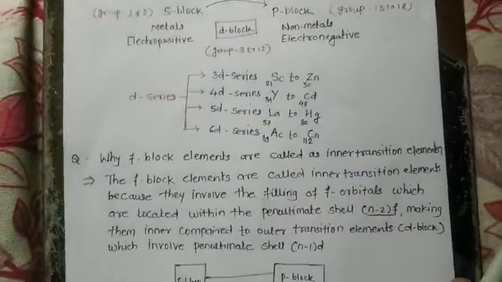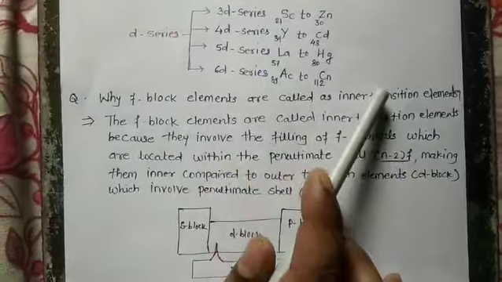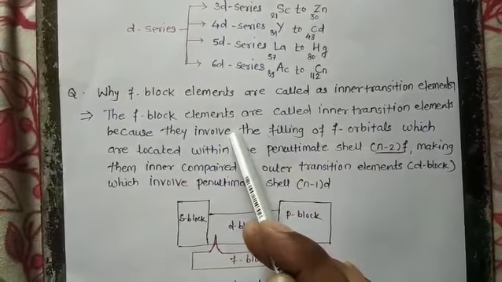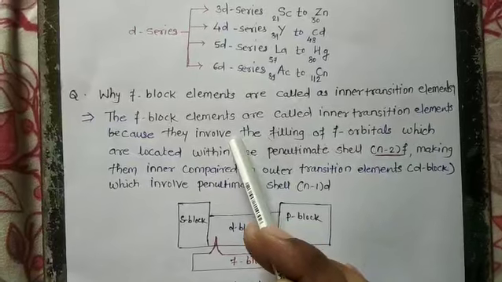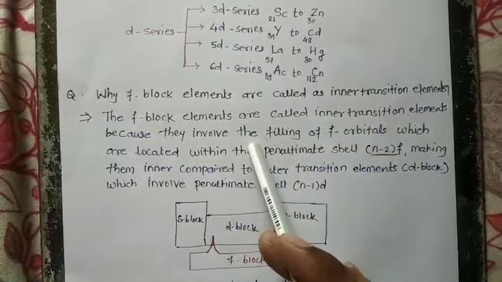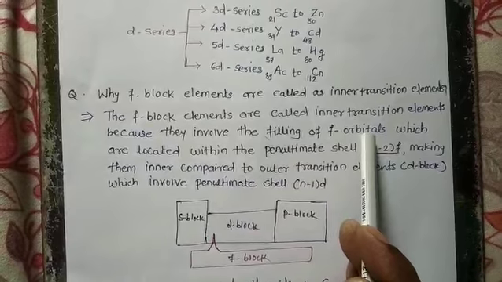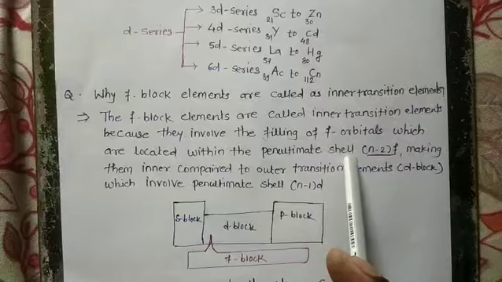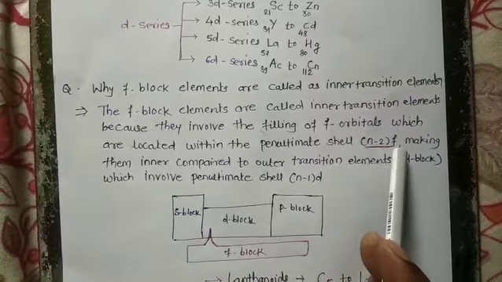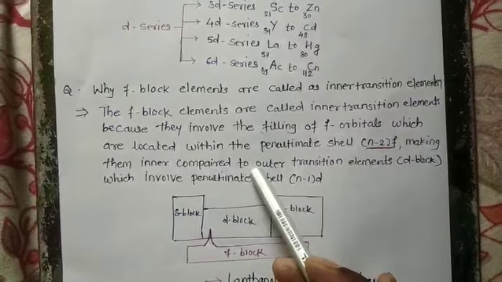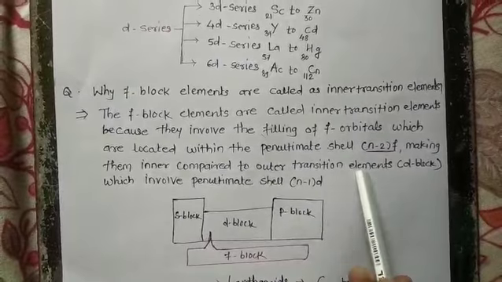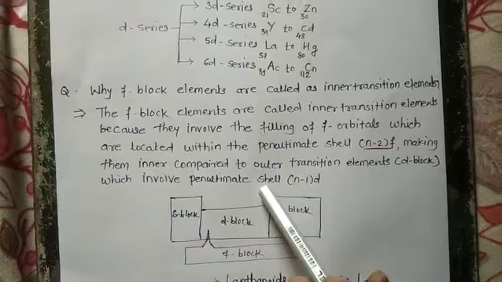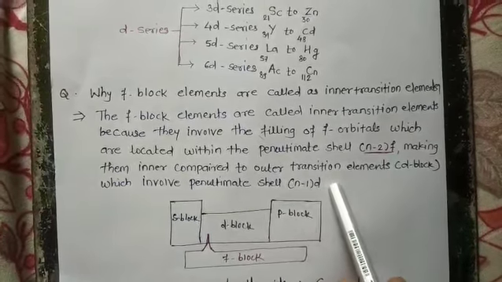Now similarly F block elements are also called inner transition elements. Why? Because the F block elements are called inner transition elements because they involve the filling of F orbital which is located in the penultimate shell, that is which shell? n-2 F, making them inner as compared to the outer transition elements, that is D block elements, which involve the penultimate shell, that is n-1 D.